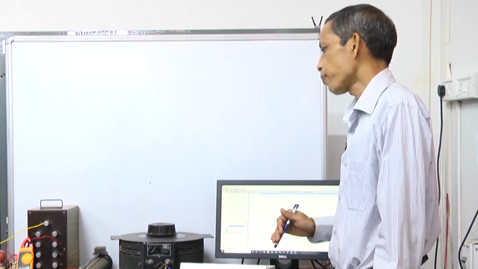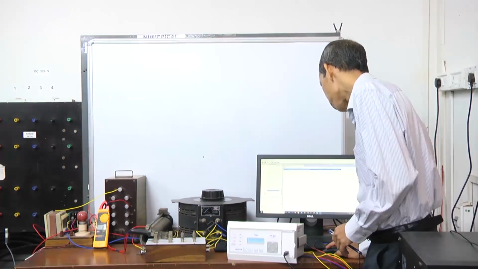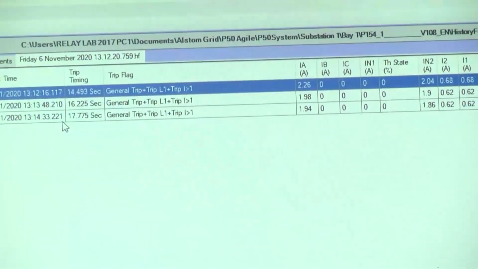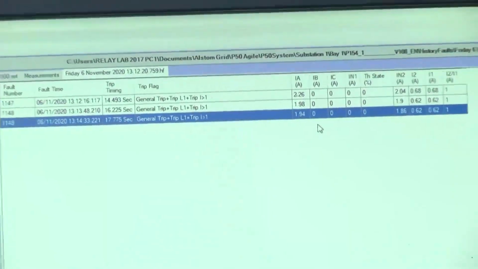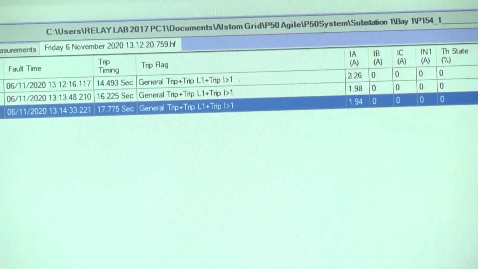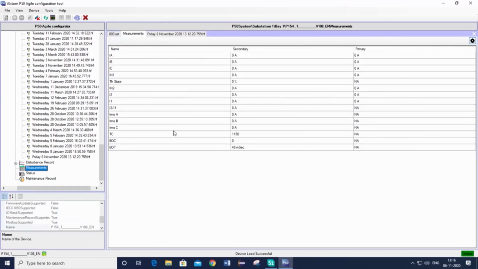For this, the observations we can see in the corresponding recording. The corresponding time is also mentioned here, and in the recording we see 1.94 ampere and the corresponding trip time is 17.775 seconds. You also see the negative sequence current and the positive sequence current, which is considered 1/3 of that, and it comes out to be 0.62 ampere. So the corresponding recording by the relay is also in agreement with what we are getting from the power system circuit current perspective.